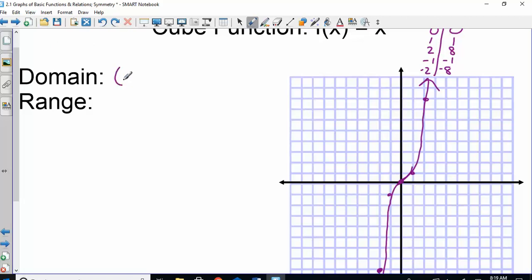What would be the domain of that? Negative infinity to positive infinity. It keeps going in both directions. What about our range? Negative infinity to positive infinity. Same thing, because we have one end going up and one end going down. Increasing, decreasing, constant? Always increasing. As I go from left to right, this thing is rising, and that never changes.